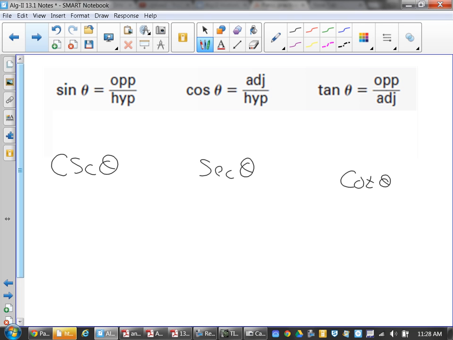So cosecant is the inverse of sine. What's that? No, it's just CSC, I guess.